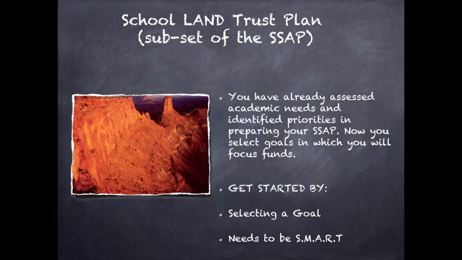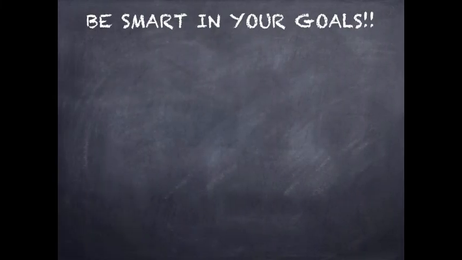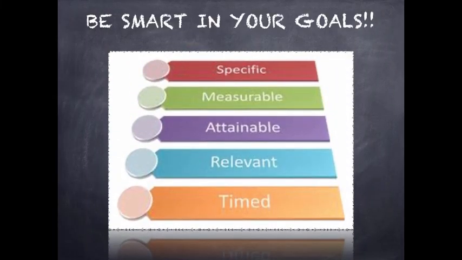As you create your land trust plan, you've assessed some academic needs, you've identified your priorities. Now you need to select some goals which will help you focus your funds. You select a goal, but remember those goals need to be SMART. When we talk about SMART goals, that means that they are very specific. Say you have identified that your 5th grade math scores are consistently lower throughout the school year. You've been able to go back and look at data that shows that there's consistently a problem with the way 5th grade math is taught or assessed, and you want to focus your funds there.